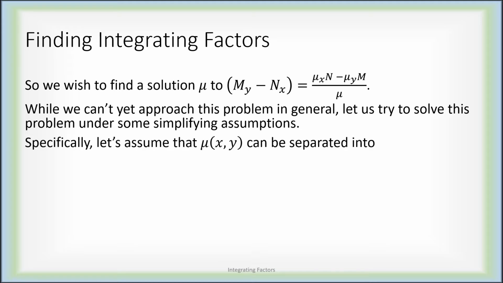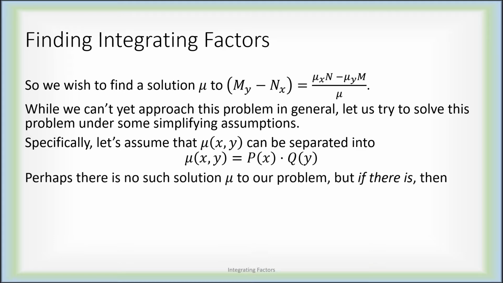Specifically, we're going to assume that mu of x,y can be separated into a function of x times a function of y. So hopefully, whatever this integrating factor mu is, it can be written as a function of x times a function of y. Perhaps there is no such solution, but let's go ahead and presume that there is. We're trying to make assumptions to simplify our problems, so we're going to assume that mu can be written this way. Well then, mu_x is just p'(x) times q(y), since q(y) is presumed to be a constant for the x derivative, and mu_y is just p(x) times the derivative of q.